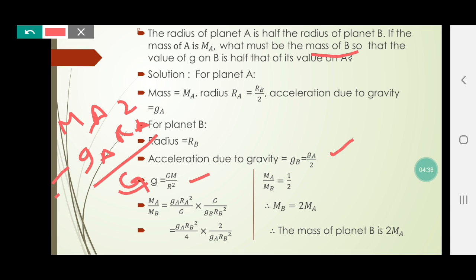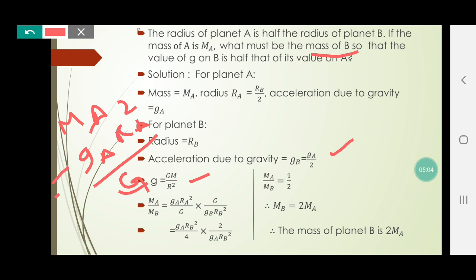In the same way, for mb we have to find out. So what will mb be then? mb will be gb rb square upon G. Now I have to write ma upon mb. So ma will be ga ra square upon G, divided by gb rb square upon G.